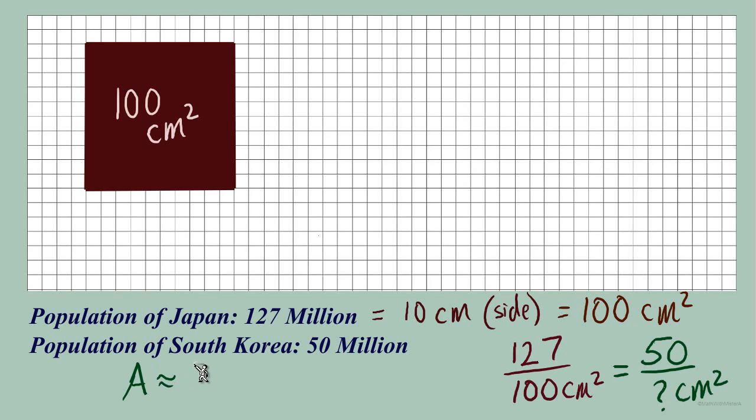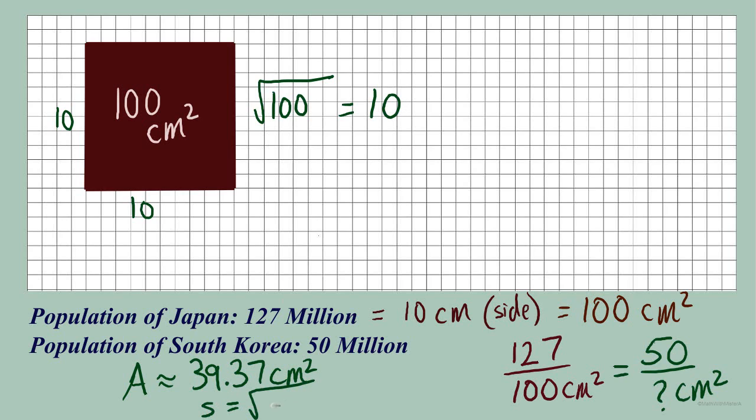So now the proportion is, if the population of Japan is 127 million, and the area to represent that is 100 square centimeters, then for Korea, whose population is only 50 million, how many square centimeters should we use? We get a result that the area should be about 39.37 square centimeters. If we know what the area of the square should be, we have a way to figure out how long one side should be. We know that if you do know the side, then that number times itself would give you the area. So if you have the area, then doing a square root will give you back what one side should be. So a side should be equal to the square root of 39.37, which is about 6.27.